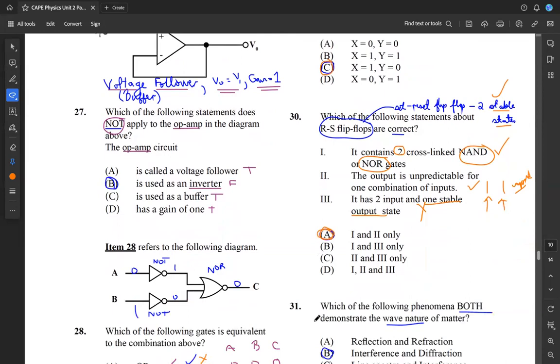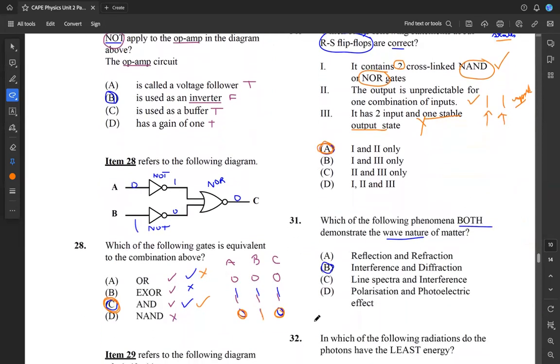All right. So going down to 31 now, we're getting into module 3. So we're getting into the waves stuff, right? And all that good stuff around your particulate theory and so on. So which of the following phenomena both demonstrates the wave nature of matter?